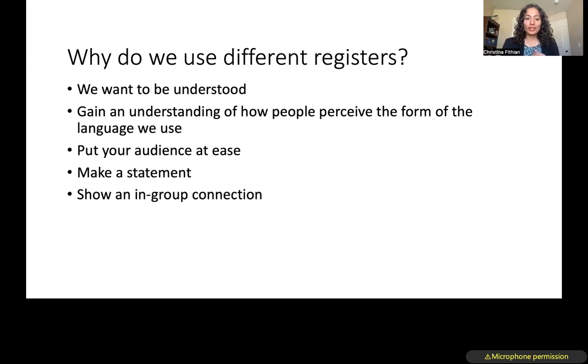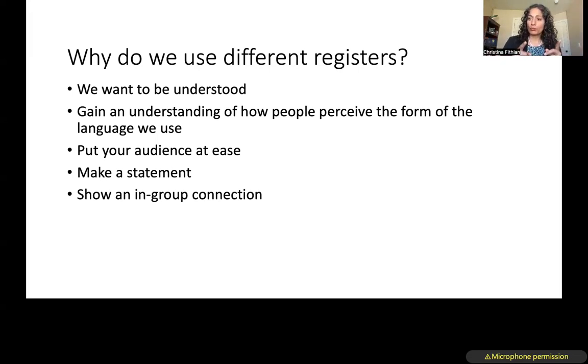And another big reason why we use different registers is to put our audience at ease. And this is what sociolinguists call accommodation. When we accommodate to the register that people are using around us, or the dialect that people are using around us, a lot of times it makes our audience feel a little bit more comfortable if that's the dialect or register that they're using.